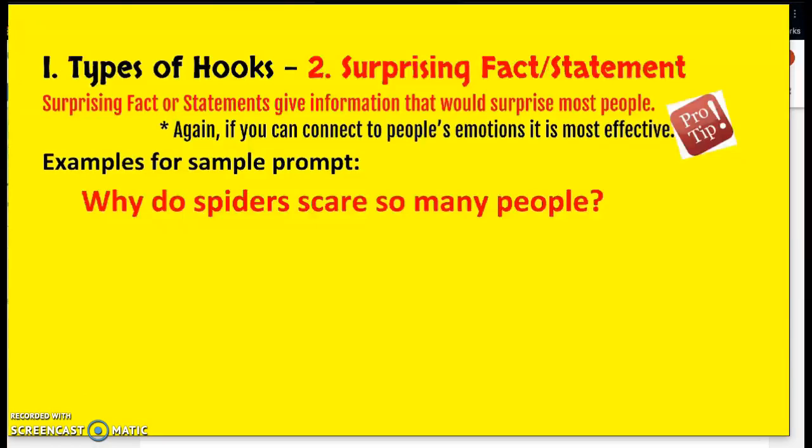Second type of hook is surprising fact or statement. Surprising facts or statements give information that would surprise most people. Again, if you can connect to people's emotions, it's most effective. So here's some examples for our sample prompt. Why do spiders scare so many people?